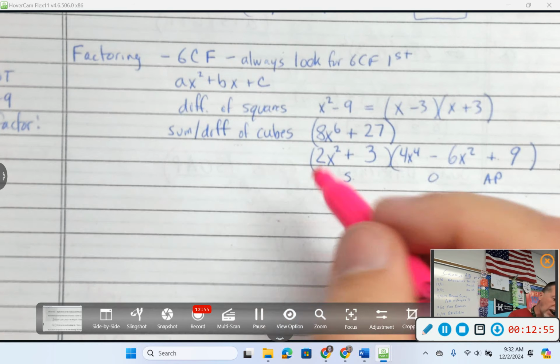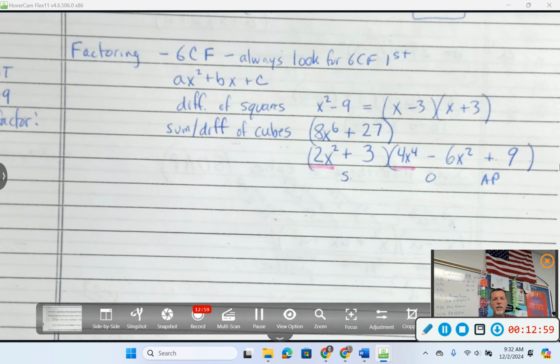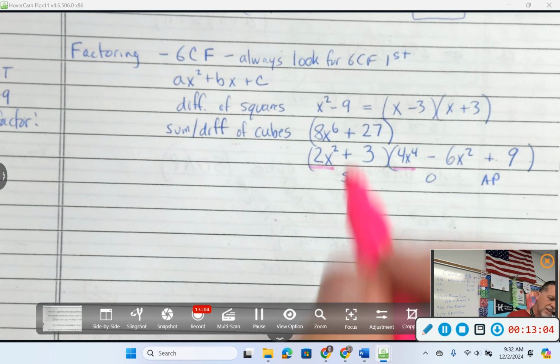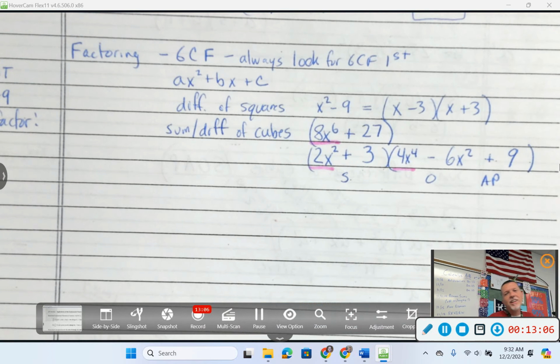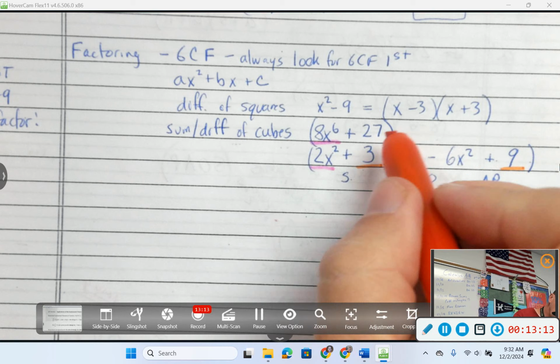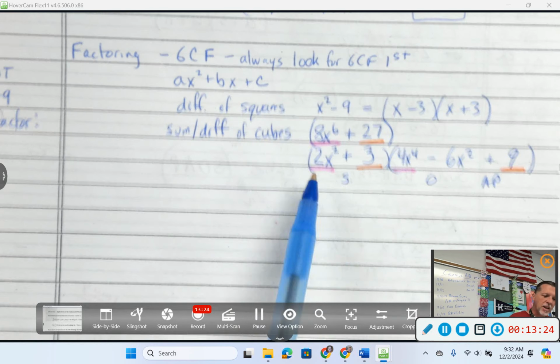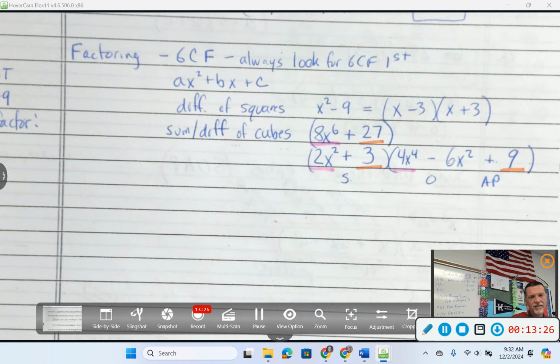It's not a complete check. But if you do the first terms, 2x squared times 4x to the 4th, what do you get? 8x to the 6th. So it's like, okay, I feel somewhat decent maybe. And if I multiply the last terms, 3 times 9 is 27. So that's not a full check, but it's better than nothing. And you probably don't want to take the time to make sure everything else cancels out. But that's an easy way to check, kind of a half check there.